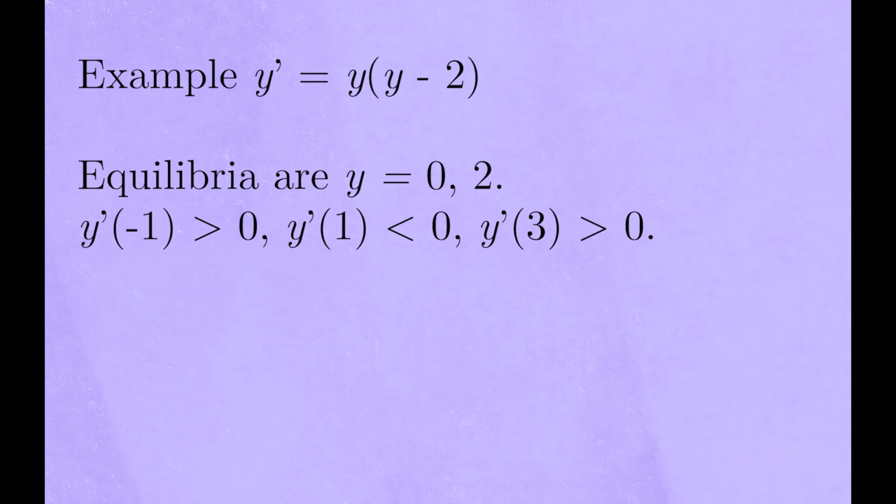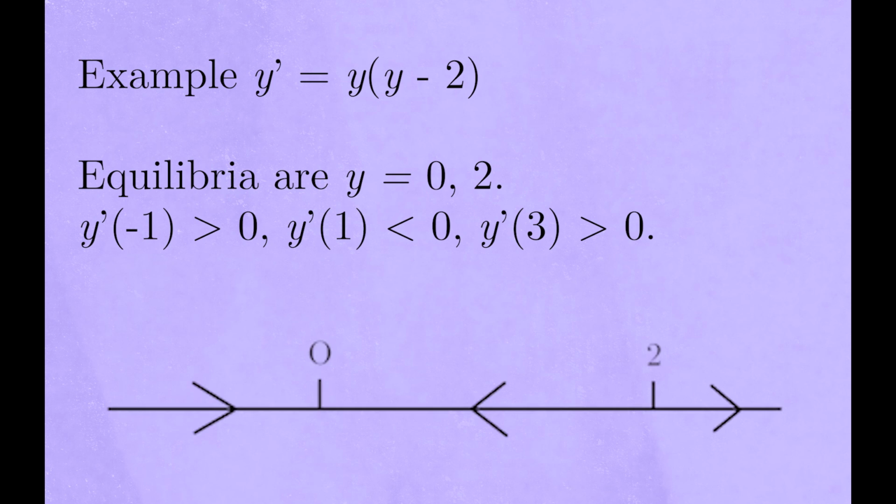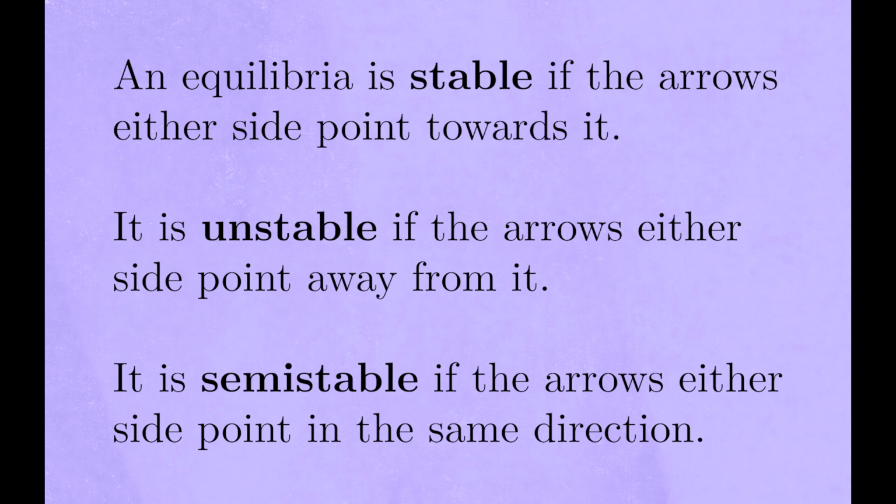For example, the differential equation y prime equals y times y minus 2 has 2 equilibria, y equals 2 and y equals 0. By plugging in, we find that y prime of negative 1 is positive, y prime of 1 is negative, and y prime of 3 is positive, so we mark our in-between regions with corresponding arrows. We would expect solution curves to evolve over time by following these arrows. The direction of the arrows allows us to classify the equilibrium solutions as stable if the arrows at either side point in, unstable if they point out, or semi-stable if they point in the same direction.